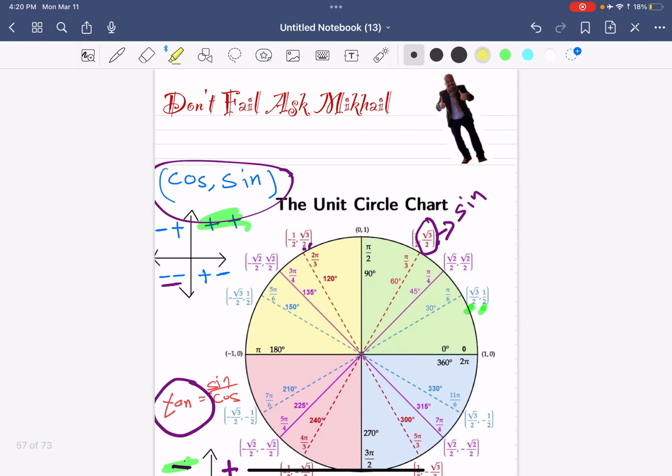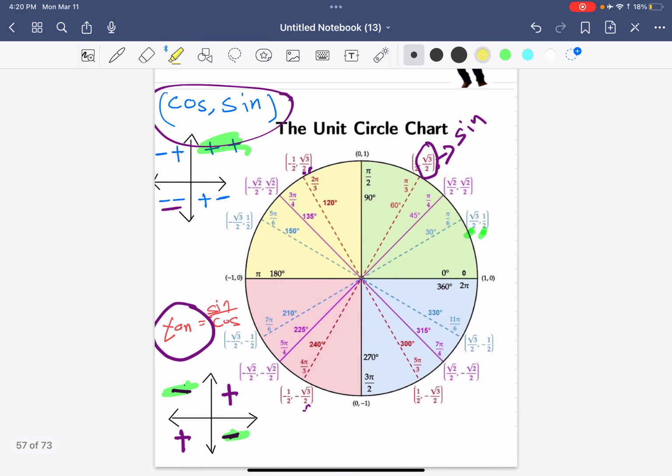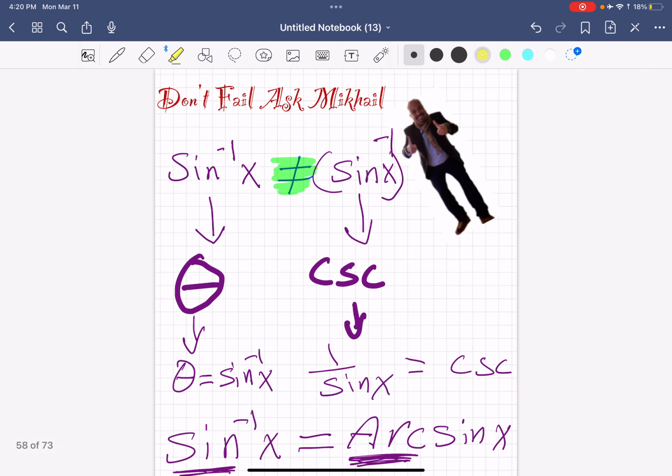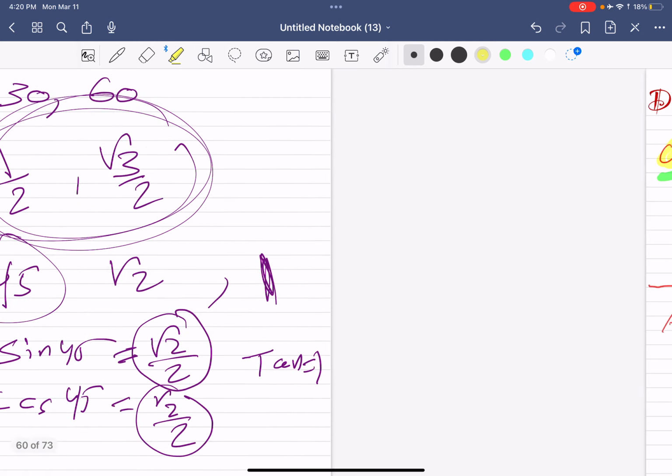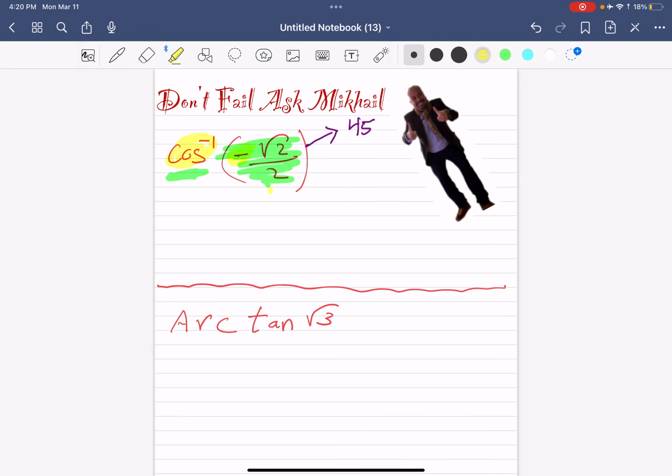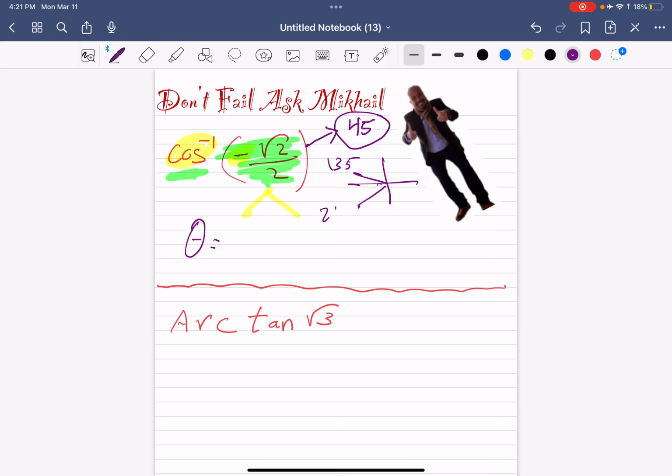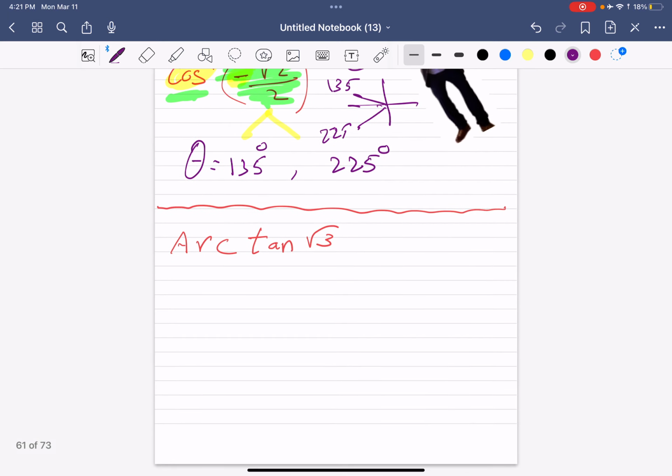Well, go back to the unit circle. Here is the unit circle. The cosine is negative on the second and the third. Okay. So that means for this one, the angle either theta equals 45. We're talking about 45. The reference has to be 45. That is 135. And on the third, cosine is negative, which is 225. So theta is 135 or 225 degrees. All right. Now this one, arc tan radical 3.